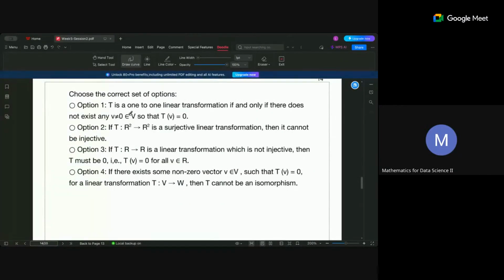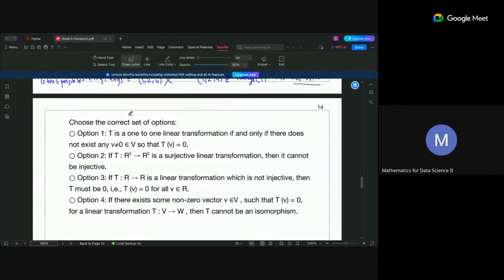Okay. So now you have a clear understanding about one to one and onto functions. Can you all quickly answer this question here? Choose the correct set of options. This is a very easy one. T is a one to one linear transformation if and only if there does not exist any non-zero V such that T of V is equal to 0.